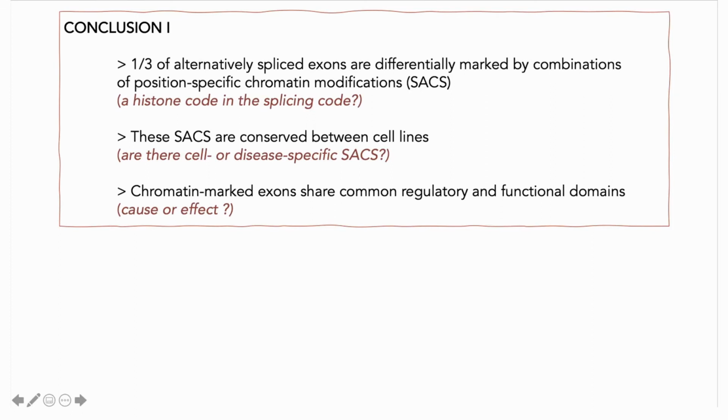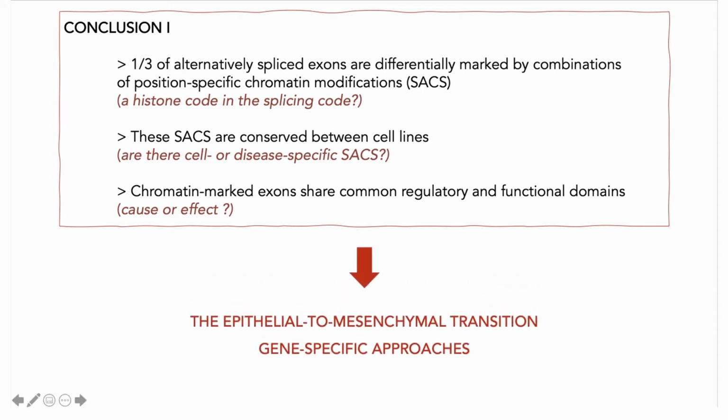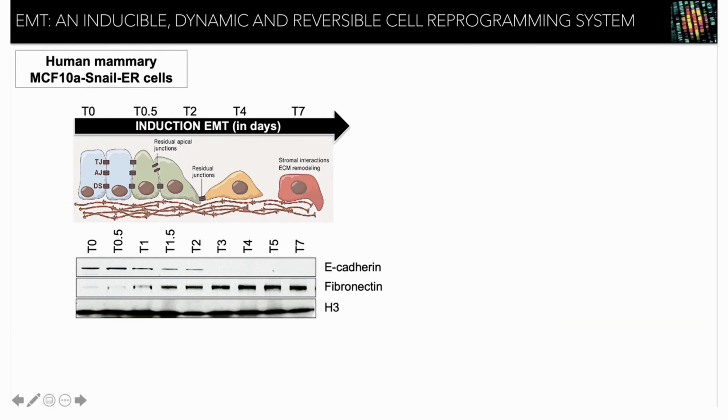And then finally, the biggest question that this raises is that all those are correlations. We still do not know if those histone modifications, these chromatin signatures, play an active role in alternative splicing. Are they a cause or an effect? Is this just a correlation, or are they actually functionally relevant? And in order to address this functional relevance, we decided to move into a functionally relevant model system in which we could change those histone modifications, and that would be the epithelial-to-mesenchymal transition. And now we moved into gene-specific approaches. No more genome-wides. Now we are addressing specifically a gene, and we're manipulating that gene.